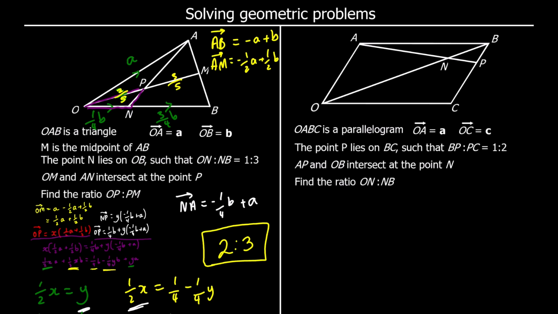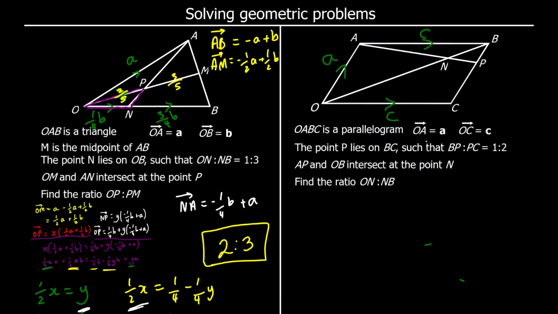OABC is a parallelogram, so the two opposite sides are equal. O to A is called a. O to C is called c. So A to B is also c, and C to B is also a.